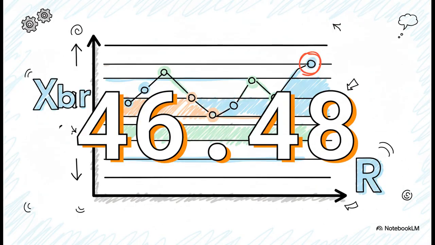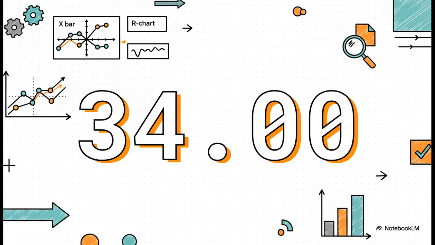Now, we take our averages and we use a standard formula to calculate the upper control limit, or UCL. Think of this as the ceiling. For our data, that ceiling is 46.48. Any point that goes above this line is a major warning sign. And using a similar formula, we calculate the floor, the lower control limit, or LCL. For this process, that limit is 34.00. Anything that drops below this is another big red flag.